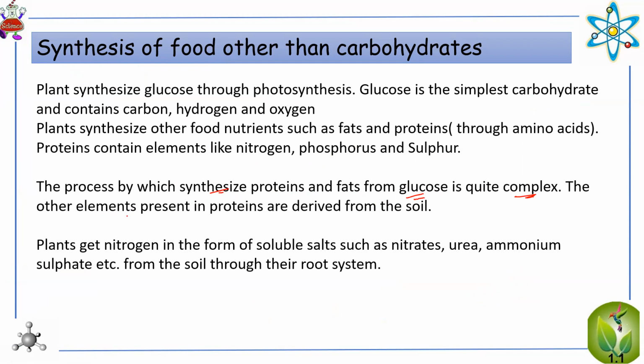And the other elements present in proteins are derived from the soil. So plants get nitrogen in the form of soluble salts. The nitrogen obtained by the plant is in the form of soluble salts, such as nitrates, urea, ammonium, sulfate, etc., from the soil through the root system.